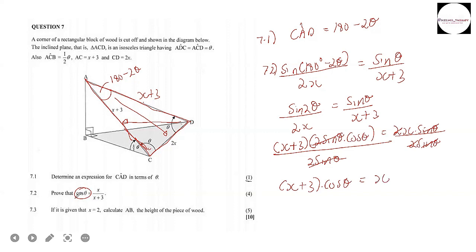But remember, we are to prove that, so we are to make cos theta the subject of the formula. So let's divide both sides by x plus 3. Then we are left with cos theta, which is equal to x over x plus 3. That's how you were supposed to prove that. Okay, then let's proceed to 7.3.